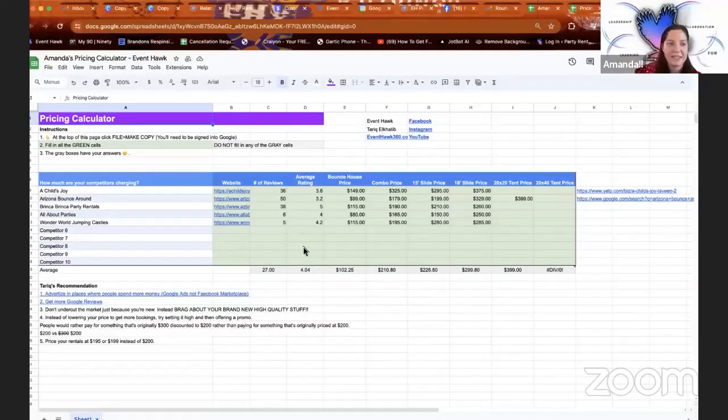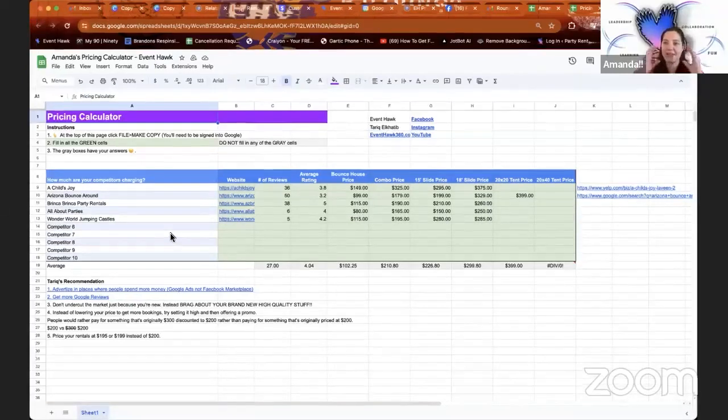All right, awesome. So this is Tariq's super awesome, amazing pricing calculator. And let me just say how awesome it is to have something that automatically calculates when you're putting in numbers. I am definitely one of those people who needs that. So really appreciate how well this is set up.